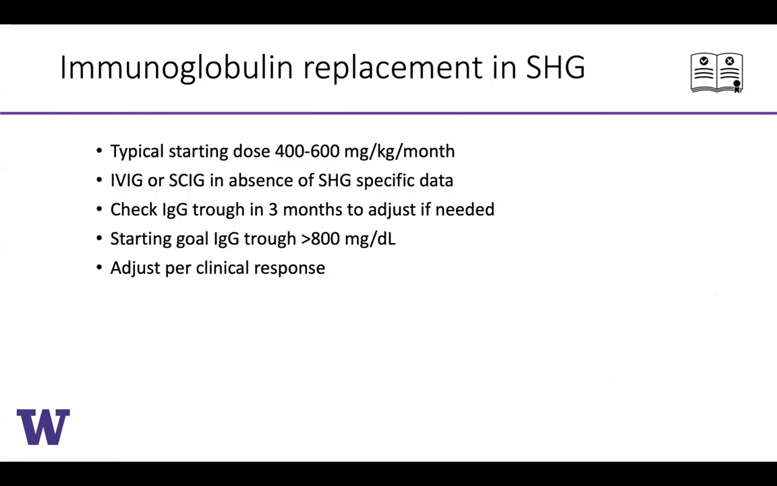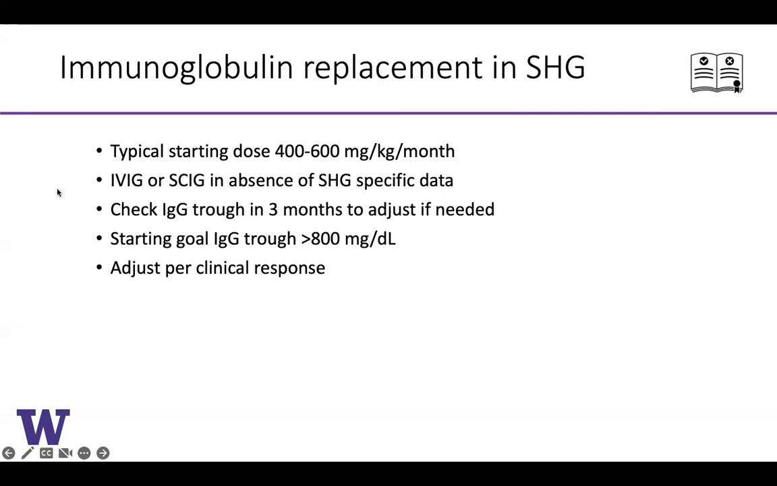I suspect we're all familiar with this. So how do we do immunoglobulin replacement therapy? It's the same as in primary immunodeficiencies. A typical starting dose would be 400 to 600 milligrams per kg per month. For the most part, there isn't any preference if it's IV or subcutaneous.